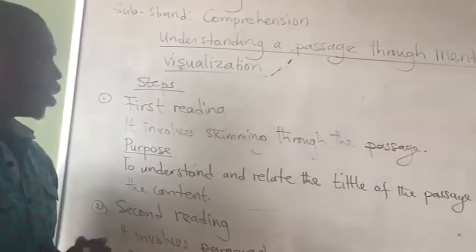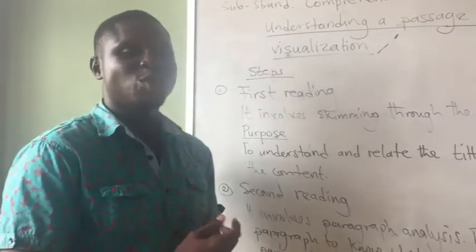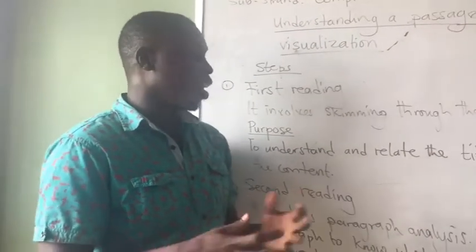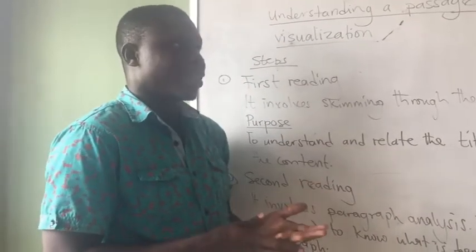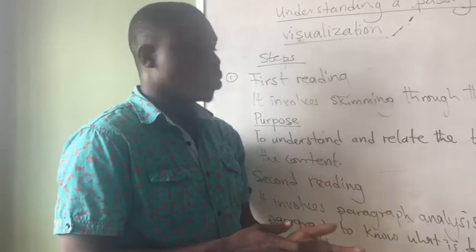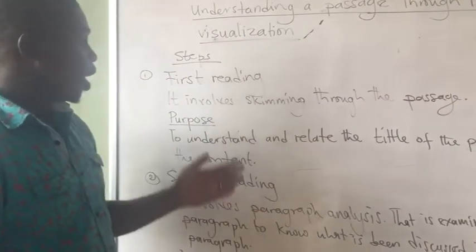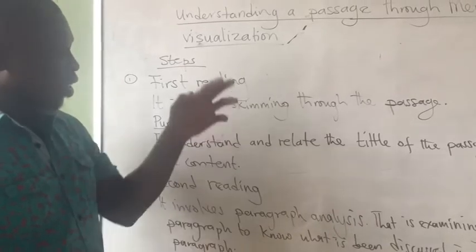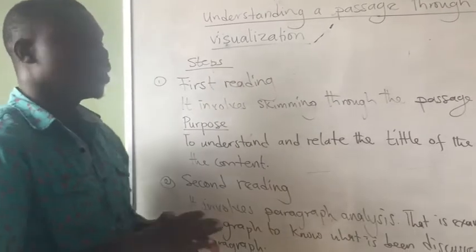So for instance, I'm going to use a popular passage that you know, one that you use in the classes often, that is "The Poor Too Can Be Made Rich." If you have a passage like that, the title is "The Poor Too Can Be Made Rich." So in your first reading, when you read that passage, at the end of the day, after skimming, the passage talks about how the poor too can be made rich, and you have achieved the skimming.